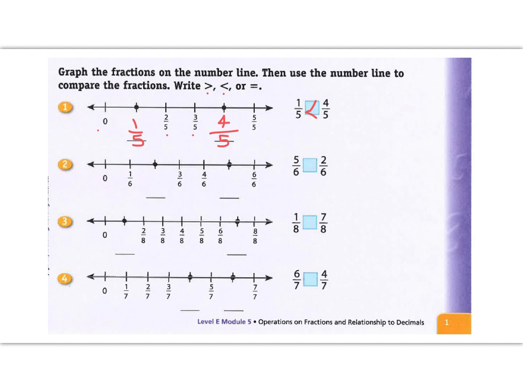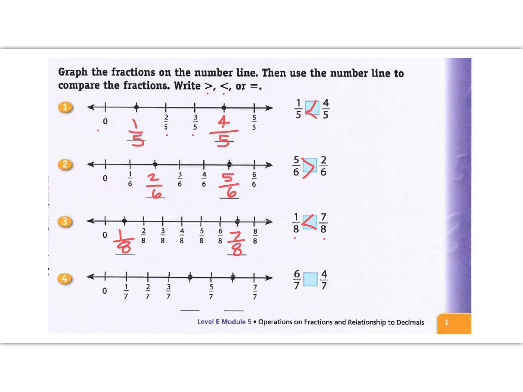Number 2, we have 0, 1/6, and then 6/6 is up here, so that's one whole. We're going to compare 5/6 and 2/6. So let's fill them in on the number line. Here's 2/6, and here's 5/6. Well, we can see that 5/6 is more, so 5/6 is greater than 2/6. Down here we have 8s again, so we have 0, and then we're comparing 1/8 and 7/8, so 1/8 goes here, 7/8 goes here, and we can see that 7/8 is greater, so 1/8 is less than 7/8.